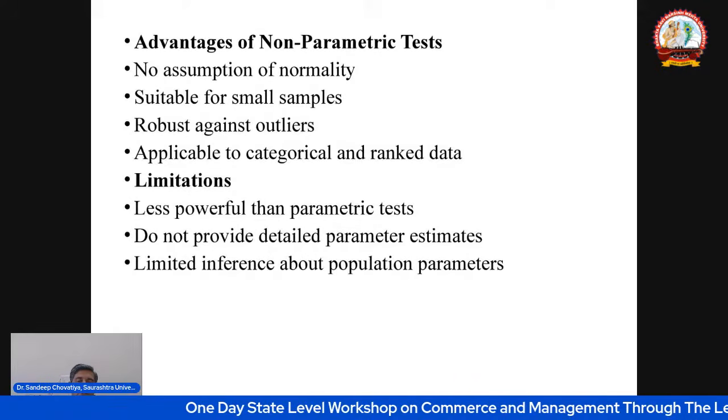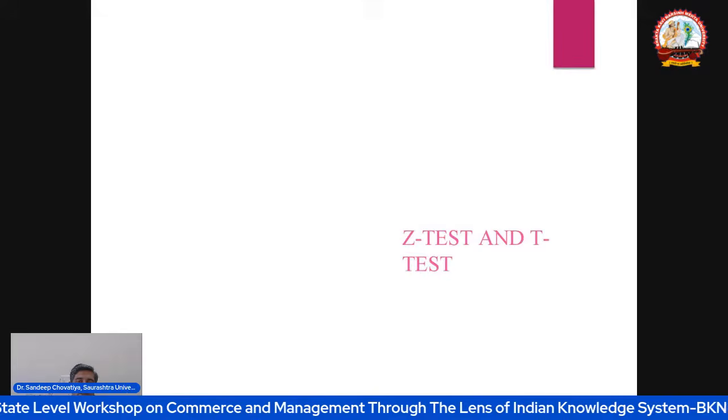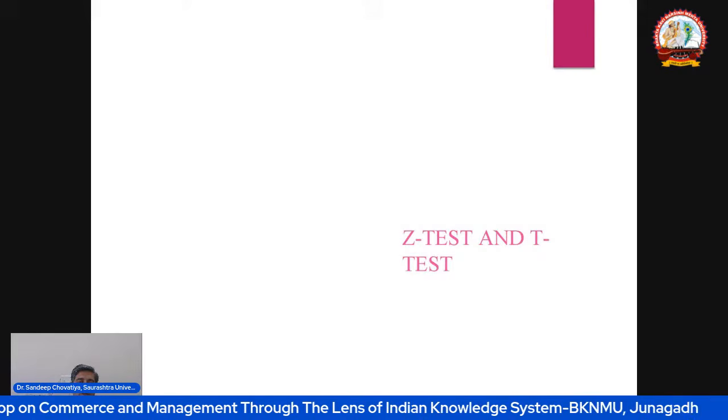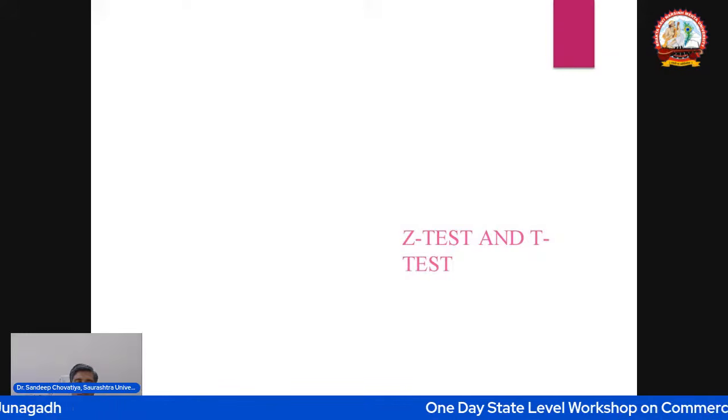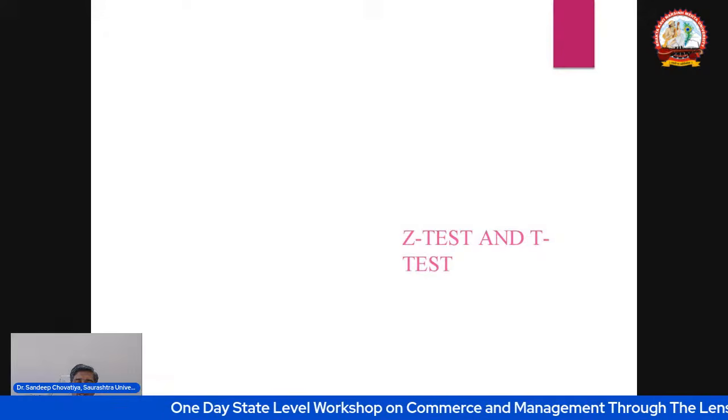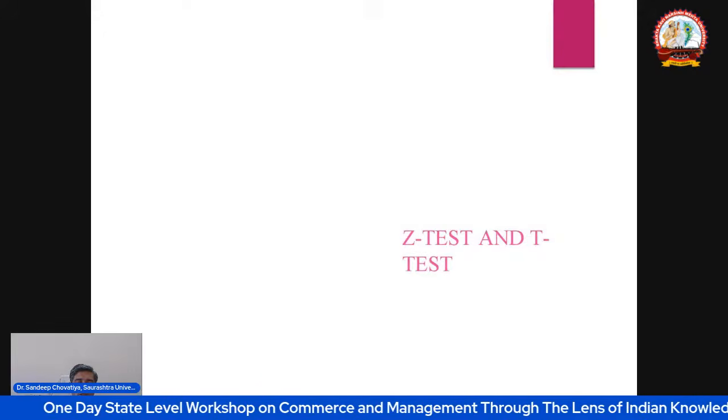Next, we see examples of a parametric test as well as a non-parametric test. We start with the parametric tests. We see examples of the Z test as well as the T test, and theoretically how we perform the Z test and T test with the help of different examples.